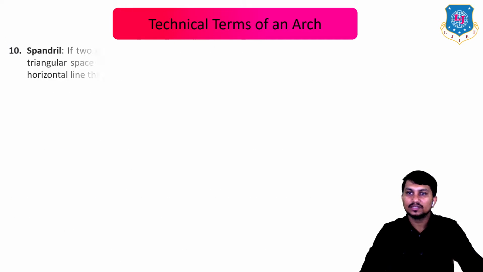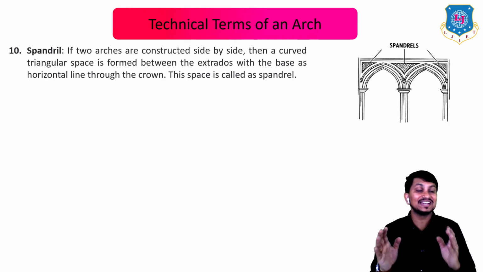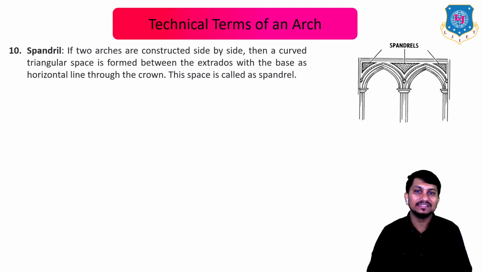Next term is spandrel. If two arches are supported or constructed side by side, then a curved triangular space is formed between the extrados with the base as a horizontal line through the crown. This space is called the spandrel. This triangular shape is called the spandrel.